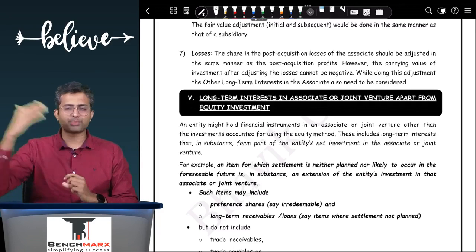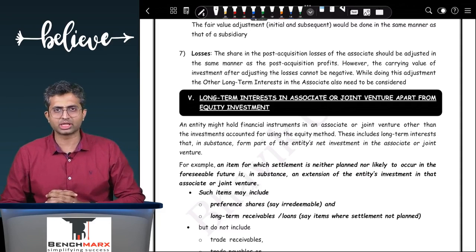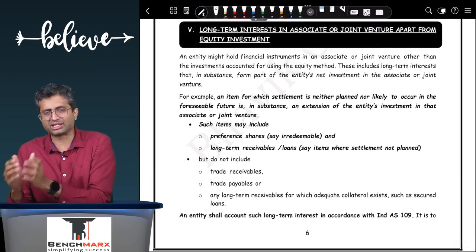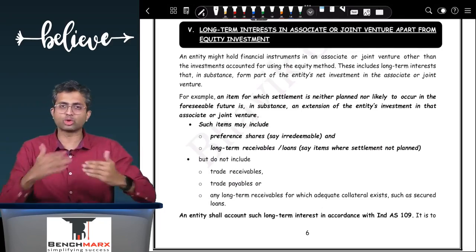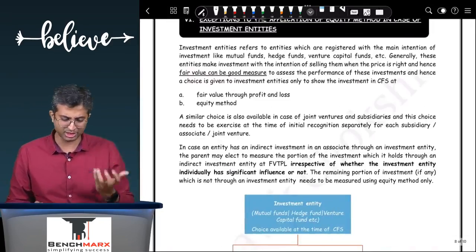For this, we have a separate video on loss-making associates and long-term interests, which you can refer to separately. I'll share the link for the same. So that is on a specific case. If you understand the technical issue, well and good. Otherwise, it is not going to come in a general associate or joint venture question. So this is the theory pertaining to that.